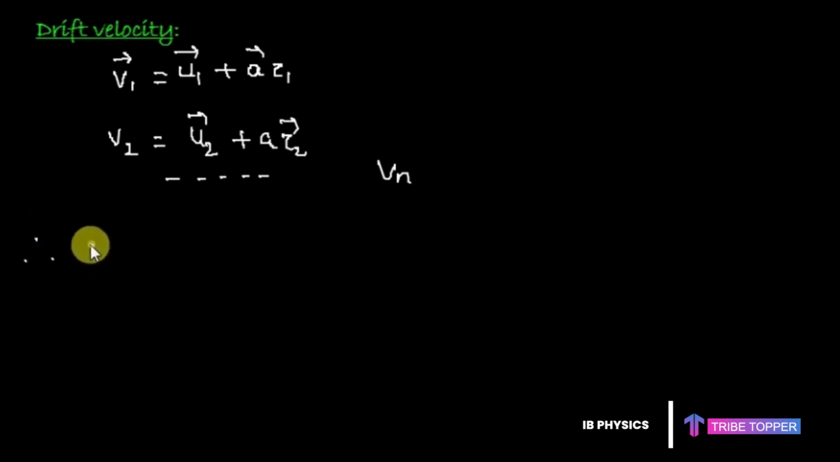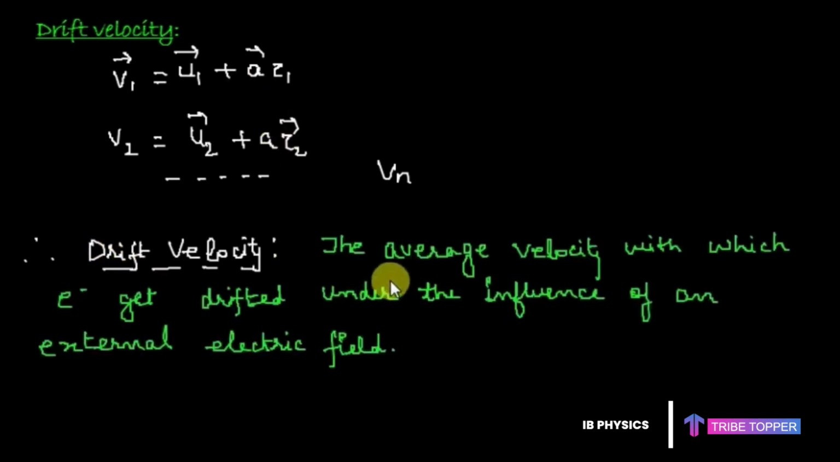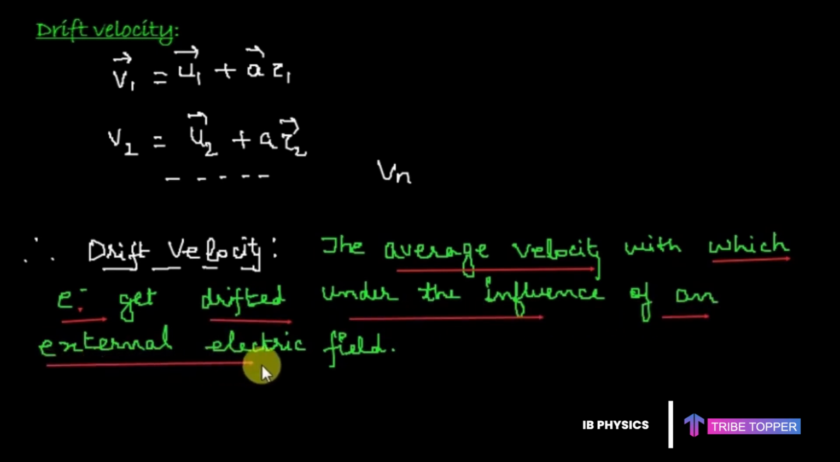Hence we can define the drift velocity as the average velocity with which electrons get drifted under the influence of an external electric field. So when under the influence of an external electric field the electrons drift, they have an average velocity, and that average velocity is called the drift velocity. So how can we find out the average drift velocity? We know the average is always the sum of the observations over the number of observations.